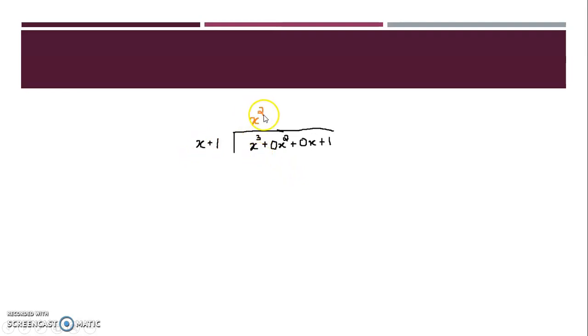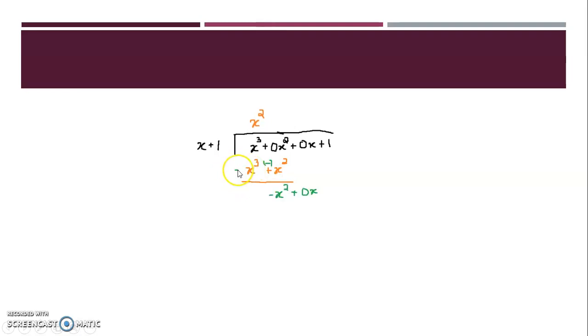What is that? x square. So x square into x will give us x cube, plus x square into 1 will give us 1x square. So we have x cube plus x square. Okay, now we subtract. So subtracting, this becomes minus x cube. Okay, and minus x cube plus x cube becomes 0. This becomes minus x square. Minus x square, 0x square will be minus x square. Now we bring down the 0x. So now we have minus x square.